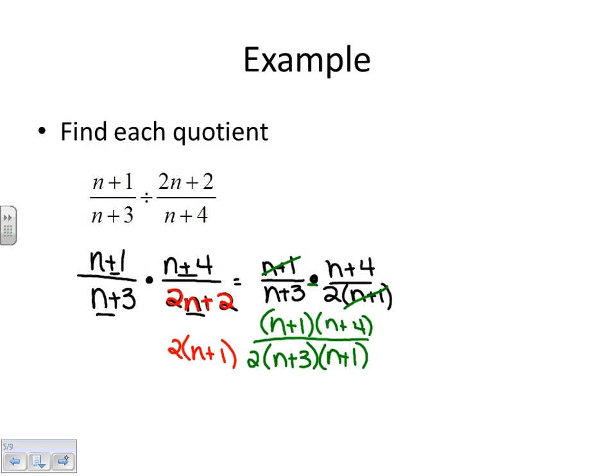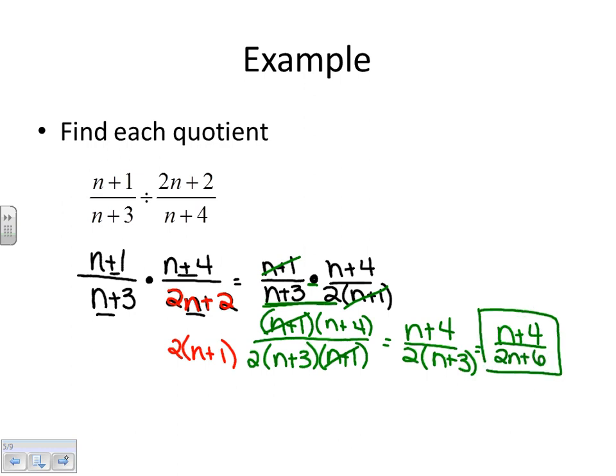We can rewrite it like this. That's not a problem either. So we can simplify here and here, and we have (n + 4) over 2 times (n + 3). And again, that's the same thing that I got up in this example as well. And then we just distribute this out, so we have (n + 4) over 2n + 6. And this is our final answer.